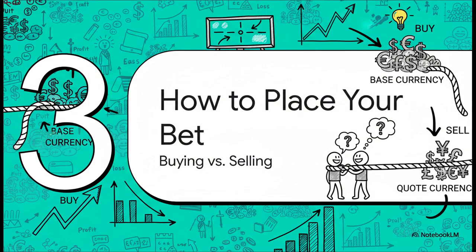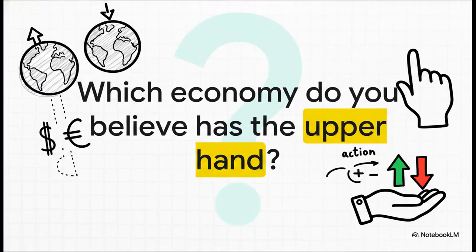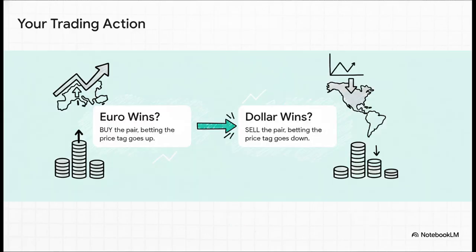All right, so you can read the scoreboard. That's a huge step. But how do you actually place a bet in this tug-of-war? How do traders actually make money from all these price movements? It all comes down to this one question. You look at the two economies in the pair, and you just decide which one you believe has the upper hand. Your answer to that question determines your next move. And the decision is pretty straightforward. If you believe the Eurozone economy is gaining strength, you buy the EUR-USD pair, betting that this price is going to go up. But if you think the US economy has the momentum, you sell the pair, betting that the price will fall.